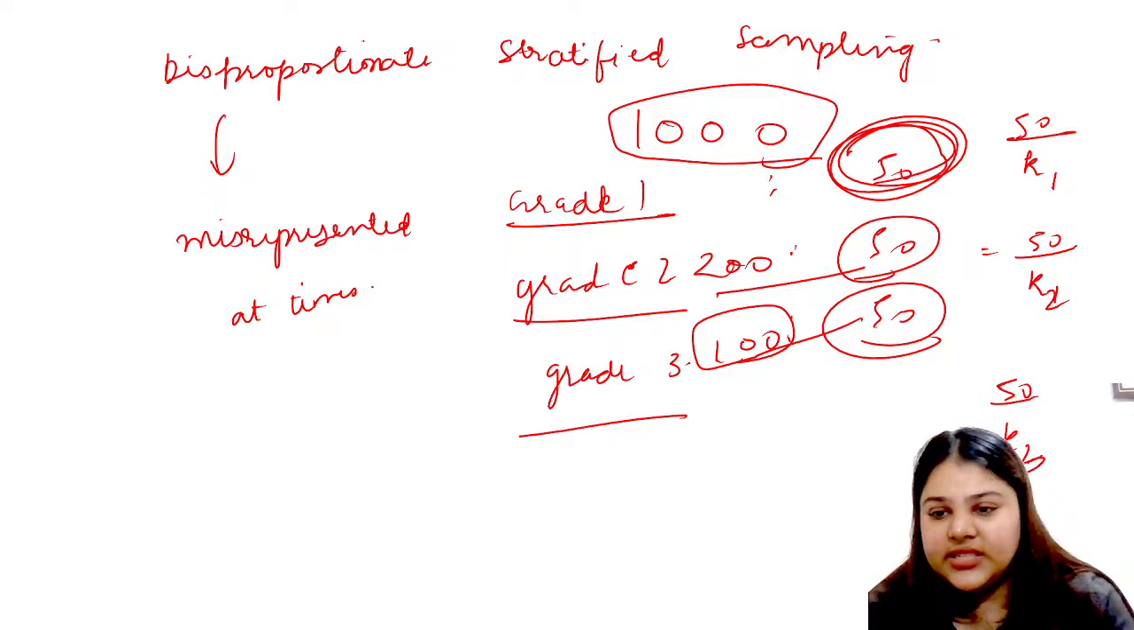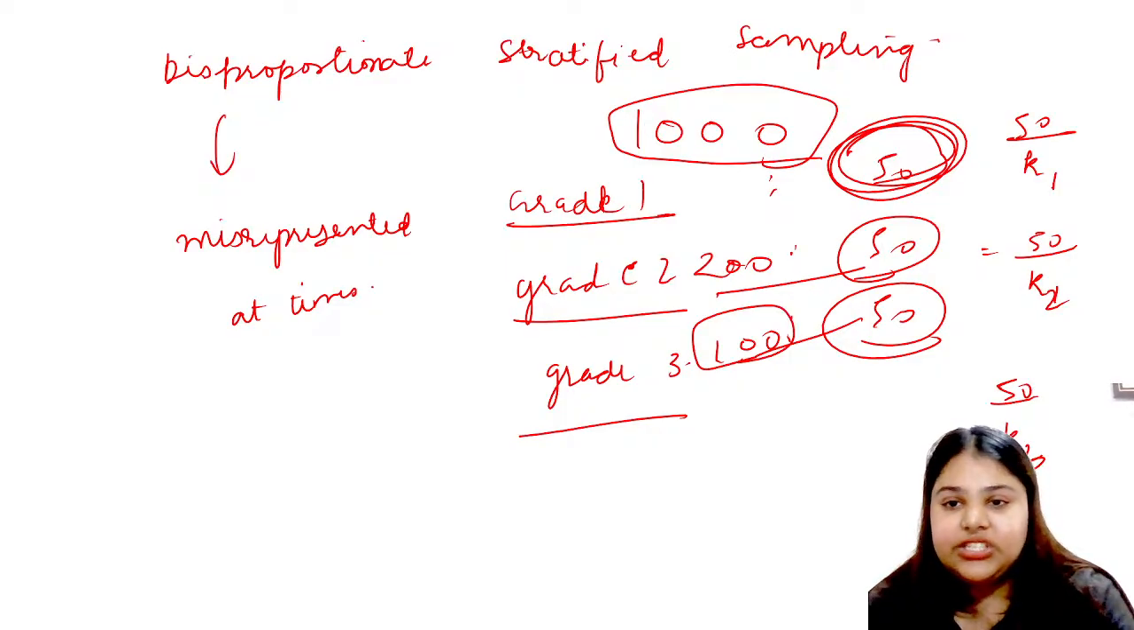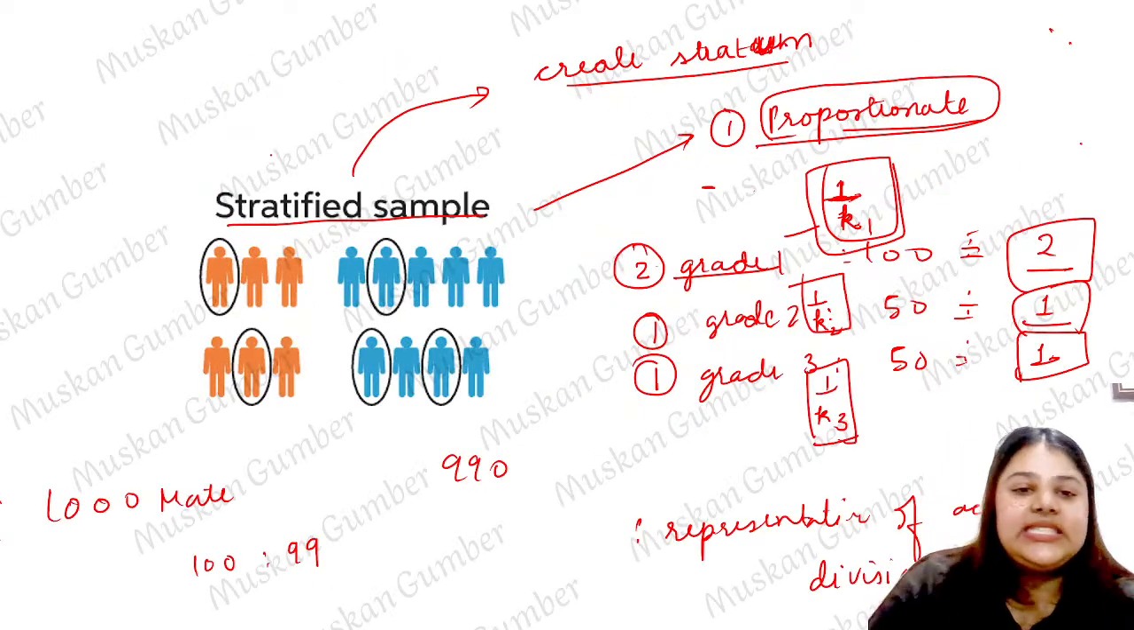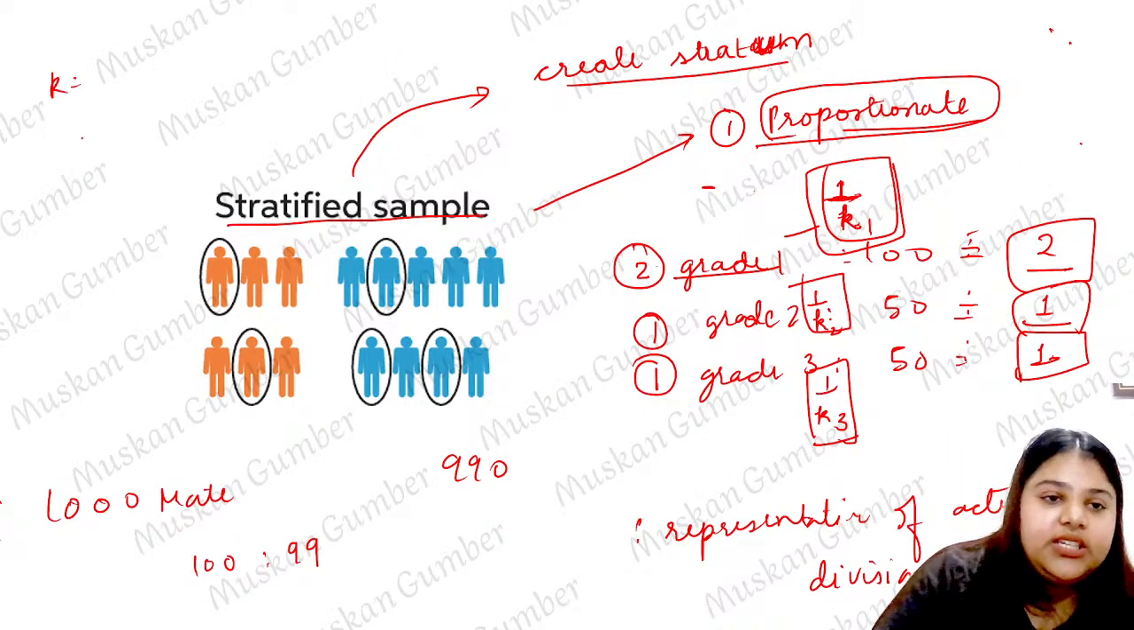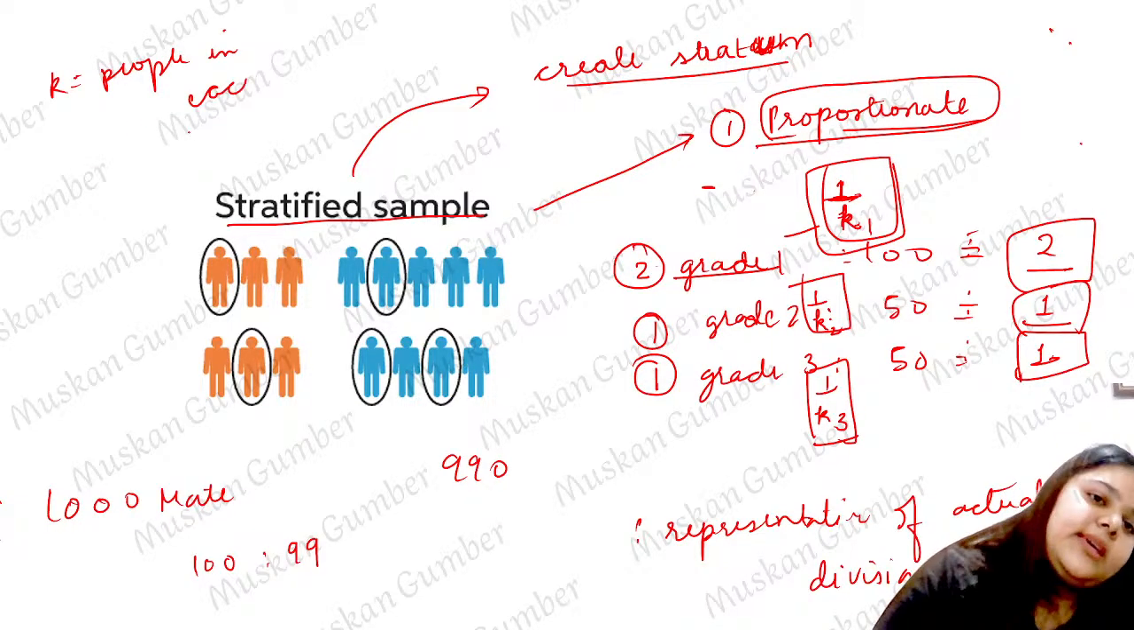Okay. Arshia is saying, ma'am, I didn't understand the 1/k thing. Arshia, just know one thing, dear: this k is referring to the number of people in each stratum.